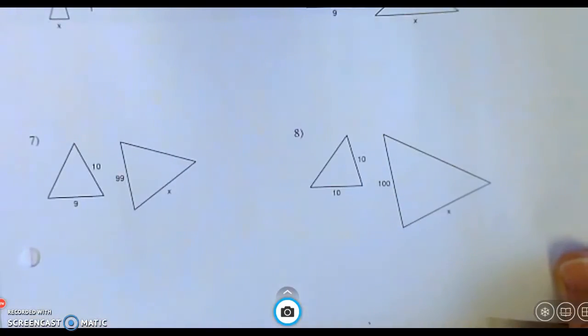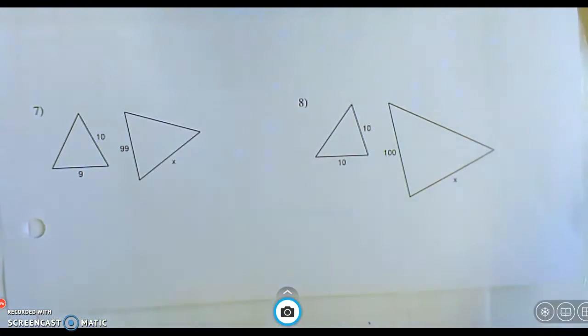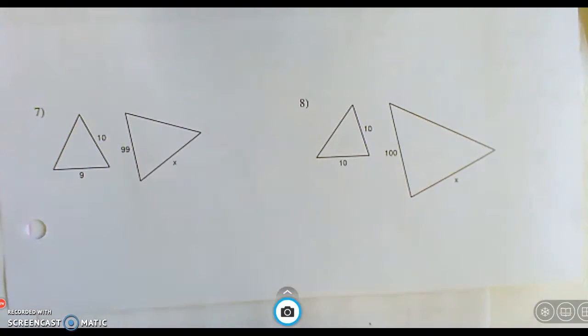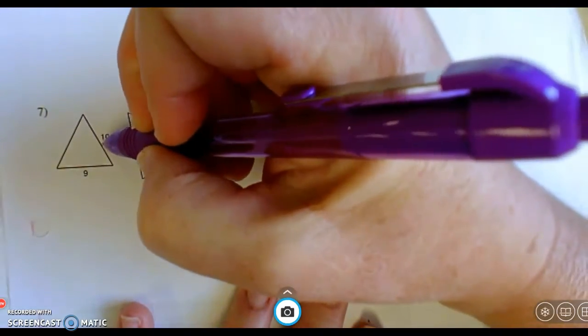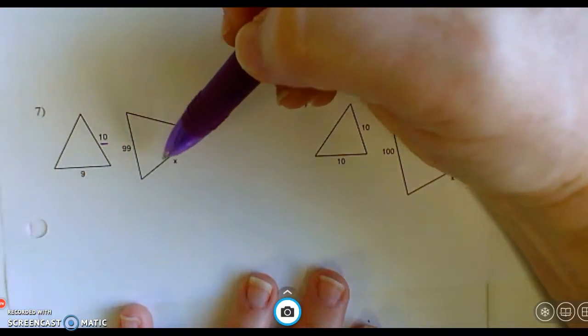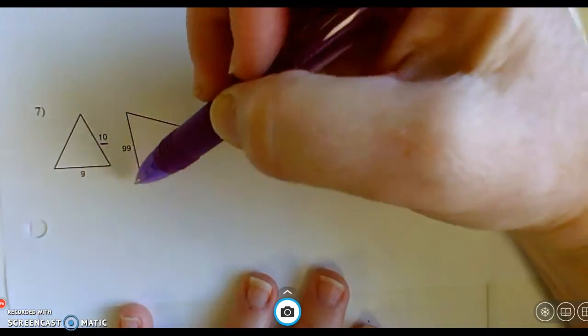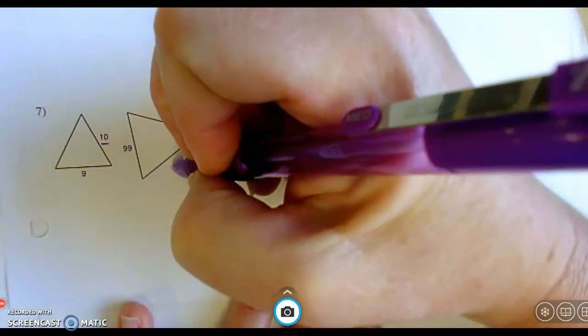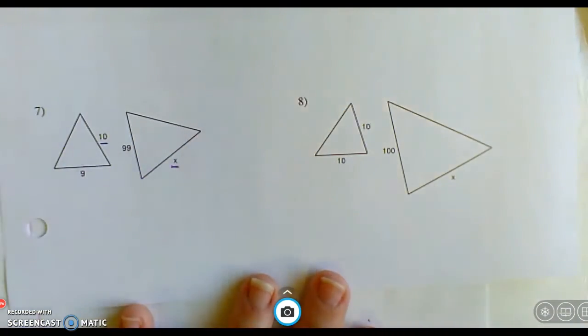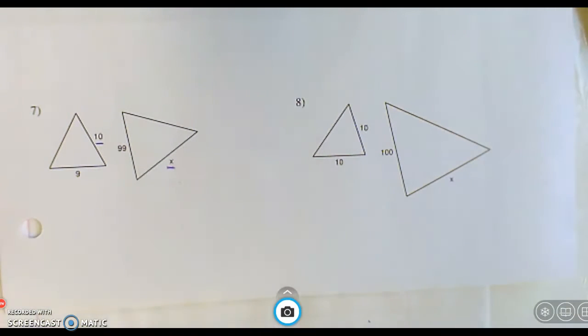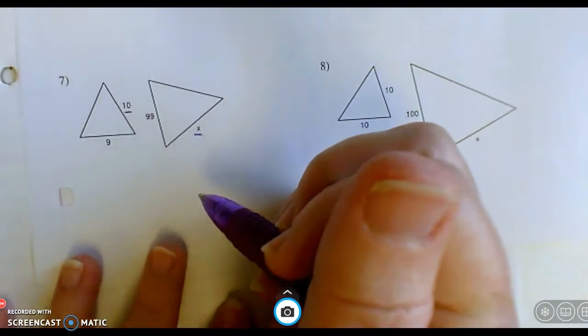Now I want to skip on down and look at some problems that aren't quite so easy to look at and tell what corresponds together. A lot of times what you have to do is compare and decide which ones go together. So looking here, these two sides, we have a 9 and a 10. I will tell you that 10 is the longer side. So looking at 99 and x, which of these two sides look like they're longer? To me it looks like x is longer. So that means that 10 and x correspond together and 9 and 99. You have to think about what goes together because it's not always just which one has a factor that's missing. So be very careful about that.